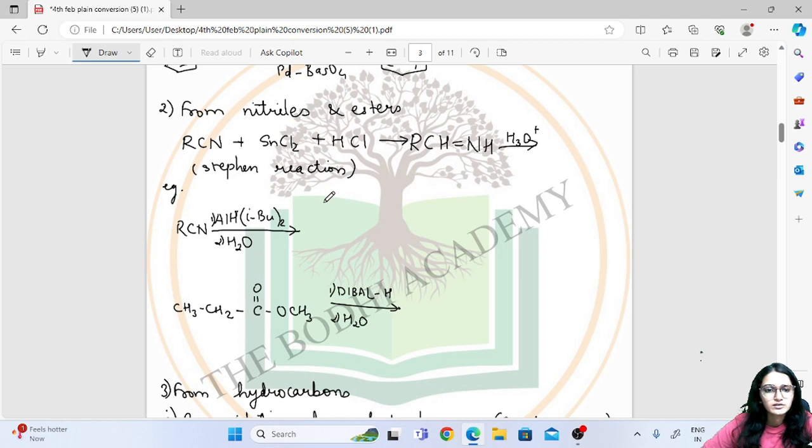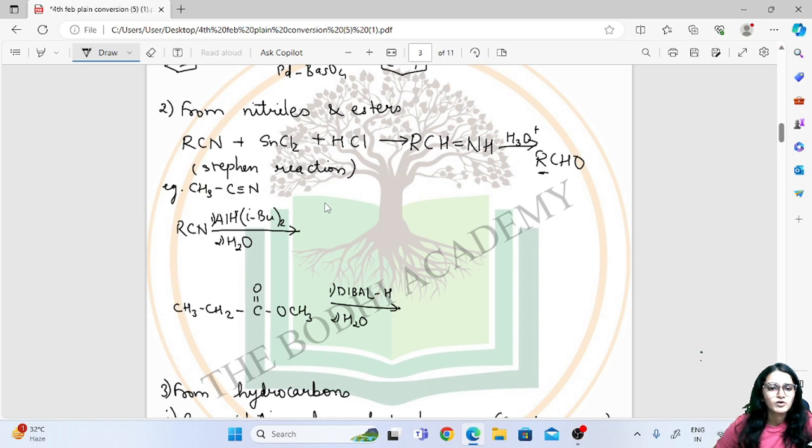The next reaction here is from nitriles or esters. If we take any nitrile compound and add to it stannous chloride plus hydrochloric acid, we will get a particular intermediate having the double bond, and when we carry out the hydrolysis we will get RCHO, that is the aldehydic group. So the aldehydic group is obtained after carrying out the hydrolysis, and this reaction is also called the Stephen reaction. If I take an example here, I will take CH3 in place of R.